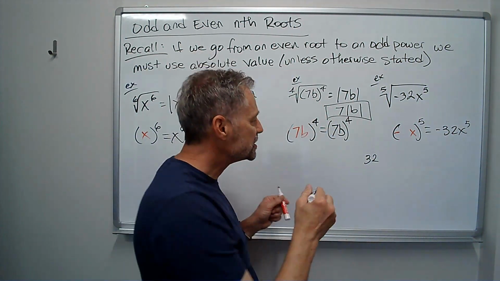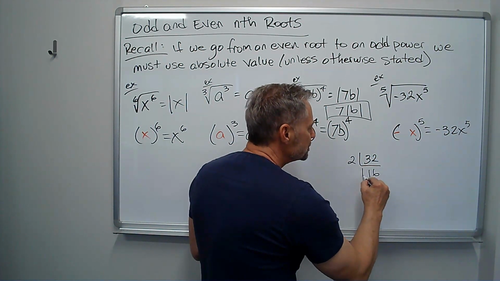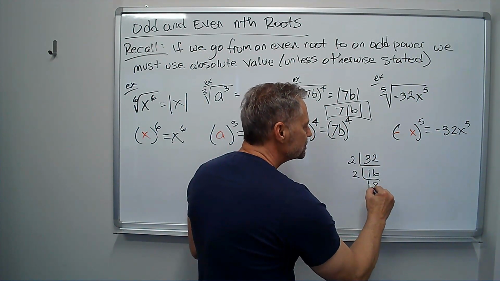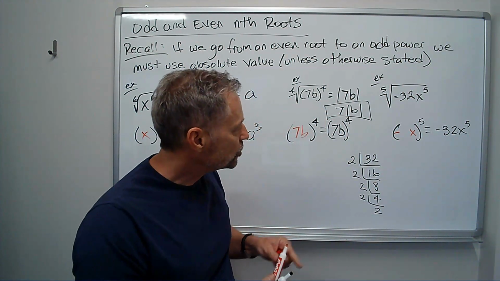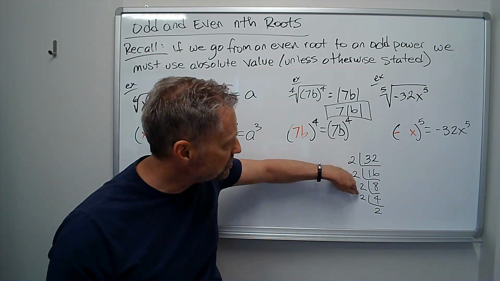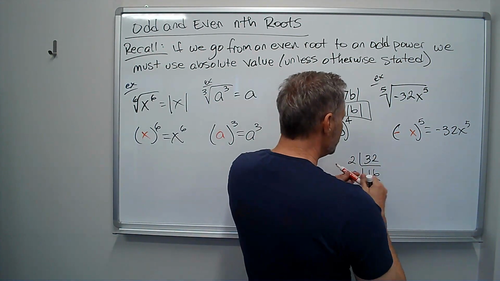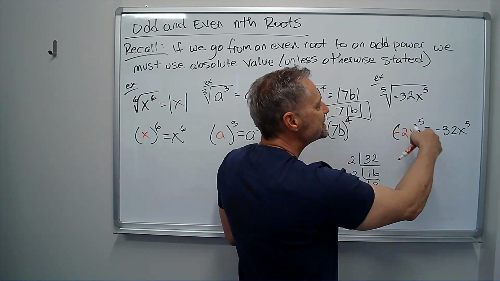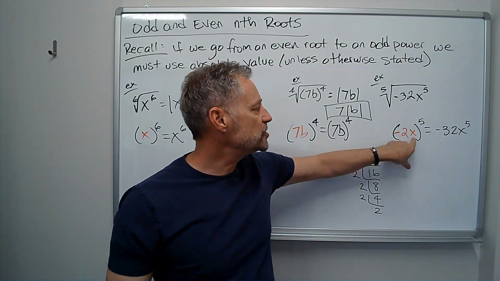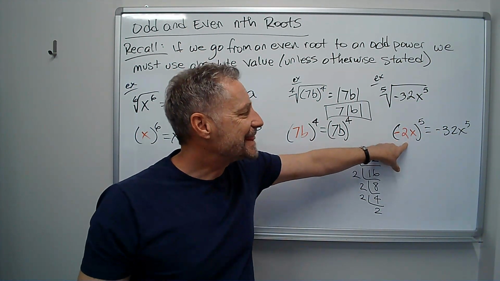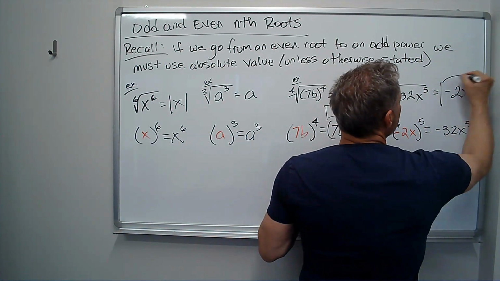So I'm doing a trick where I divide by prime numbers. 2 goes into this 16 times, 2 goes into that 8 times, 2 goes into that 4 times, and 2 goes into that twice. So 32 is really 2 times 2 times 2 times 2 times 2, or 2 to the fifth. That means if I put a 2 in here and raise it to the fifth, I'm going to get 32. The negative stays negative, the 2 to the fifth is 32, and the x to the fifth is the x to the fifth. That's my answer. So this comes out -2x. That's my answer there.